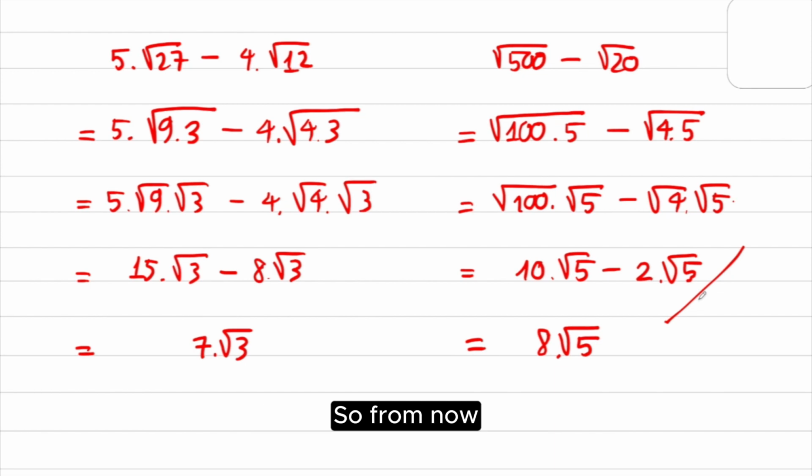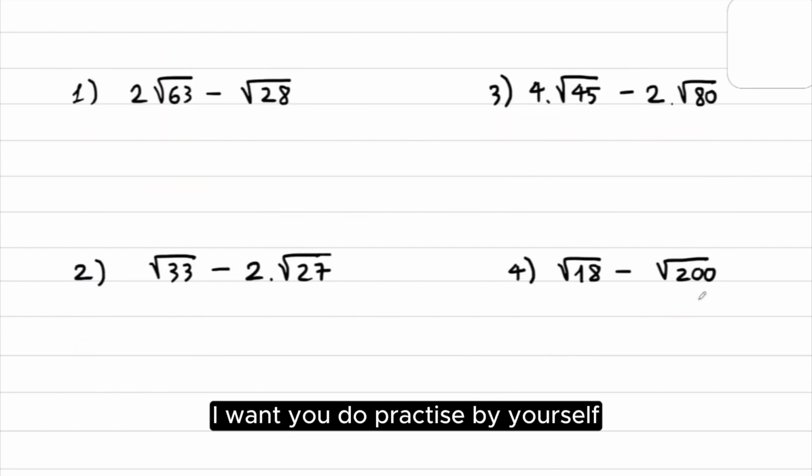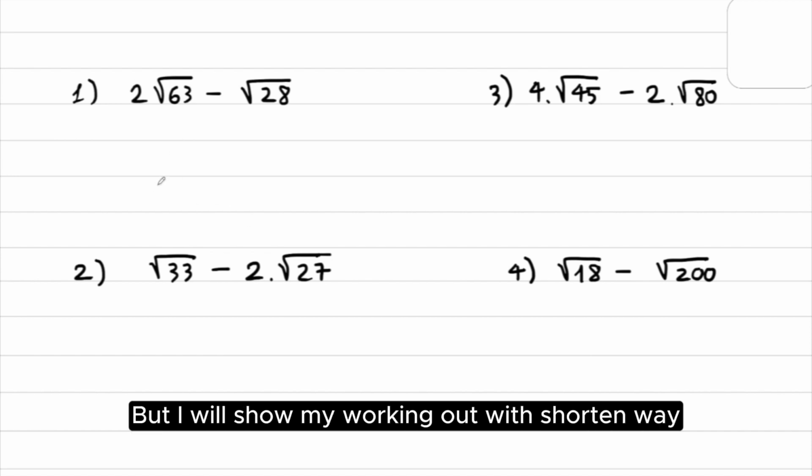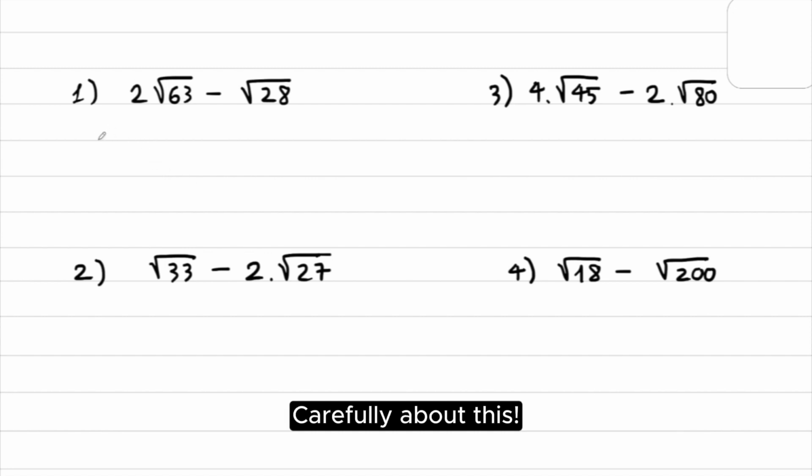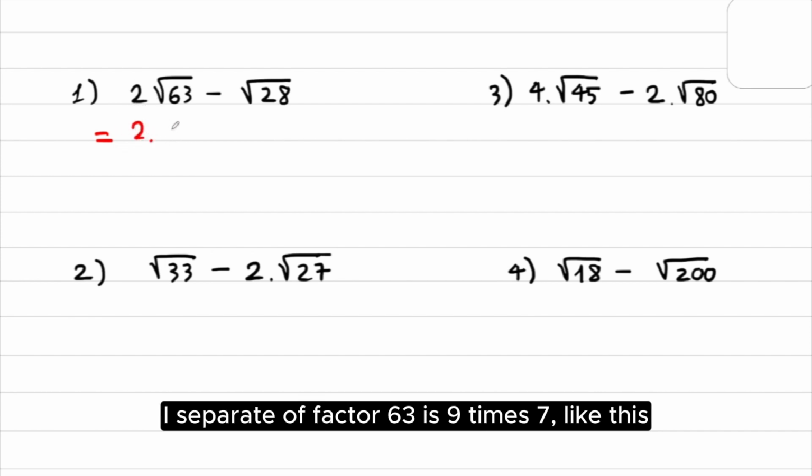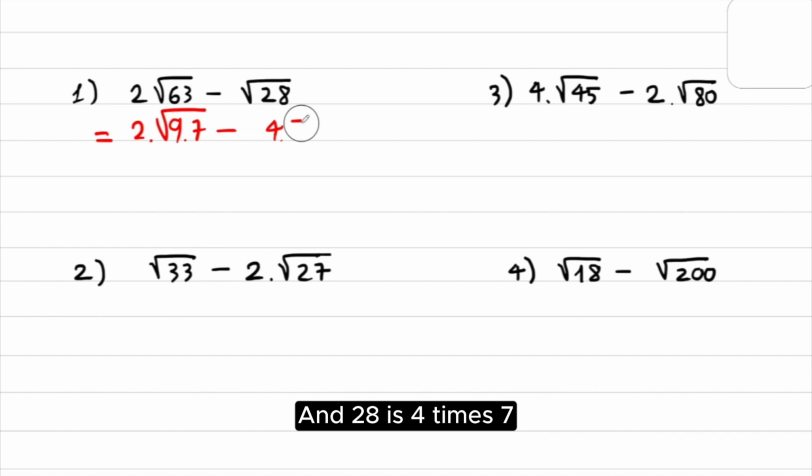From now I want you to practice by yourself. You can work on this one. I will show my working out in a shortened way, so look carefully at this. How can you work with this one? Question 1, I factor 63 as 9 times 7 like this, and 28 as 4 times 7.